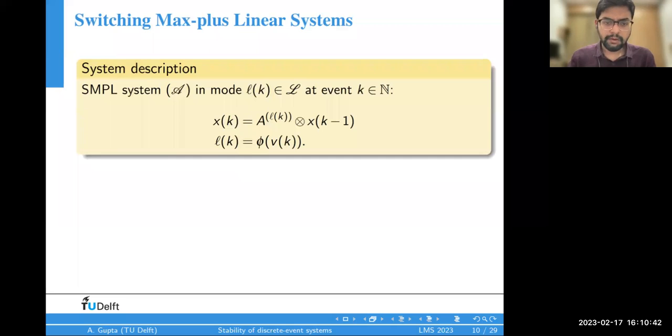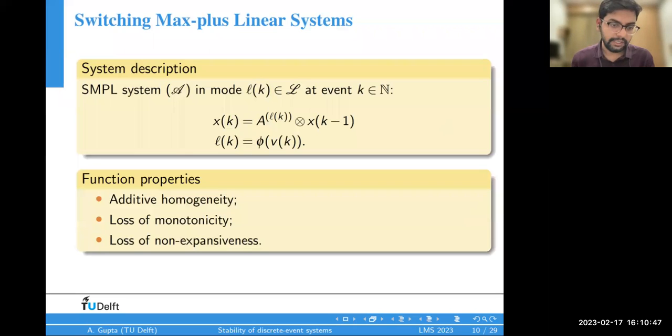So the problem now is that a lot of properties that hold for max plus linear systems go away. We still have additive homogeneity, which is very nice, but because of this discrete variable L of k, we have a loss of monotonicity and, again, of non-expansiveness, especially when we do not know in advance what this switching sequence will be. And like I said, these properties are very important for a lot of mathematical theorems that we derive for max plus linear systems. Okay.